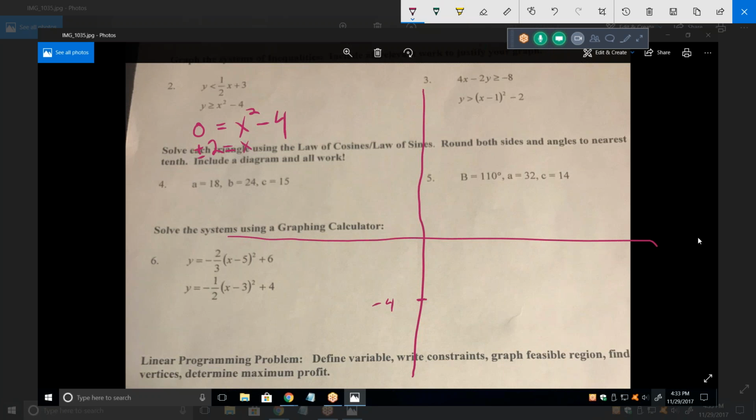And in this case, it makes sense. I should have an intercept there and another one there. And I have a parabola that looks like this. 3 points determine a parabola. We've got the vertex, and we've got the 2 intercepts. So there's our parabola. Now, am I above or below that?